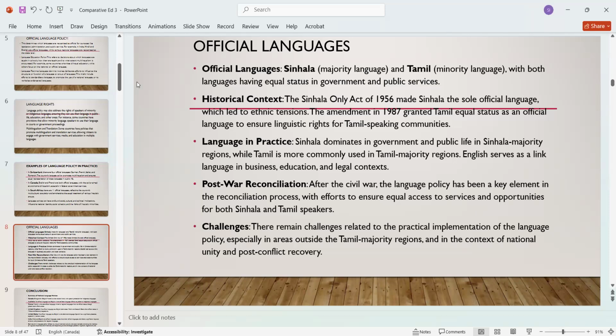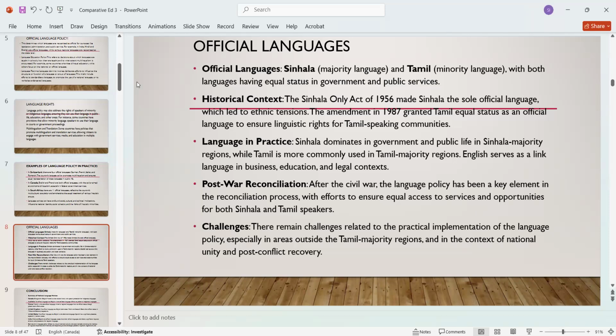And post-war reconciliation. After the Civil War, the language policy has been a key element in the reconciliation process, with efforts to ensure equal access to services and opportunities for both Sinhala and Tamil speakers.